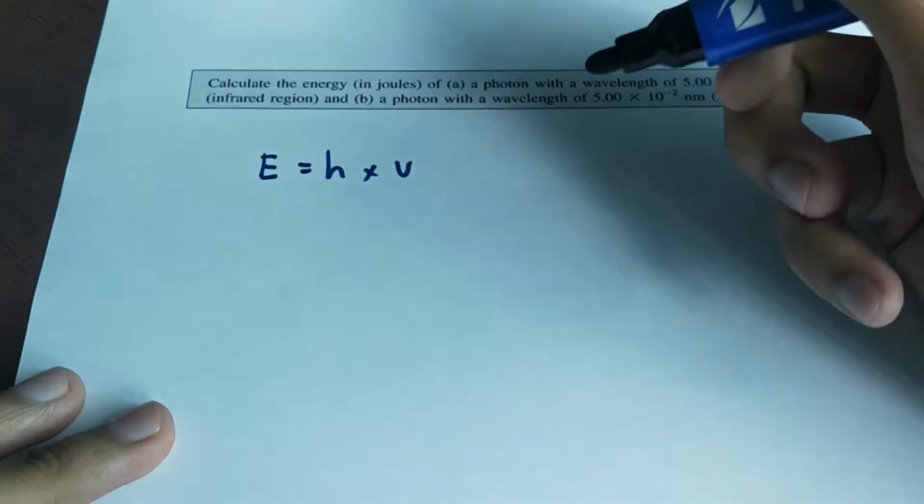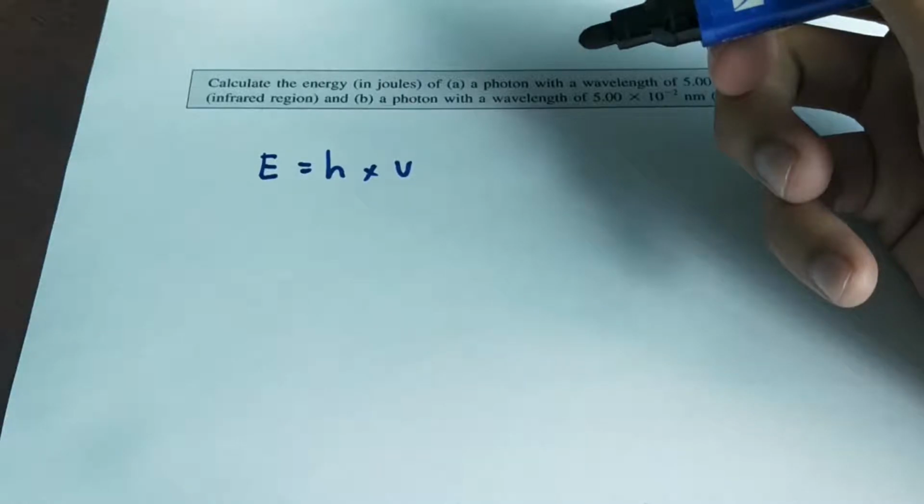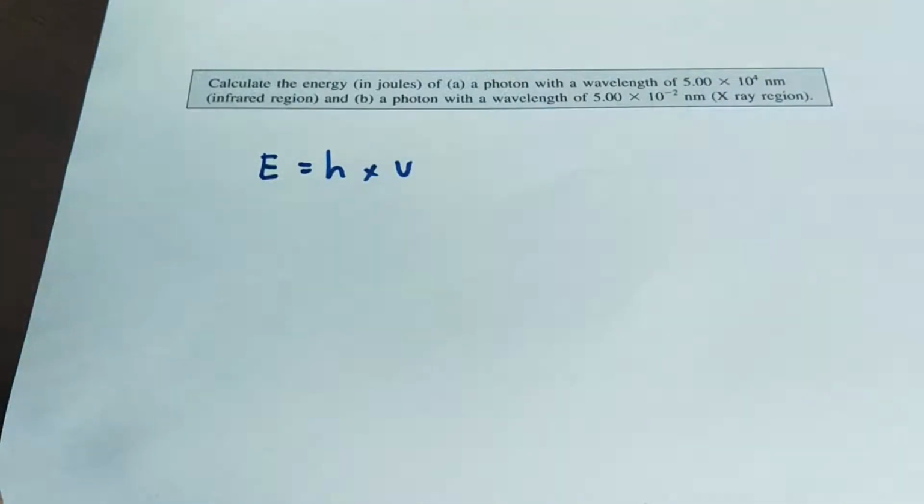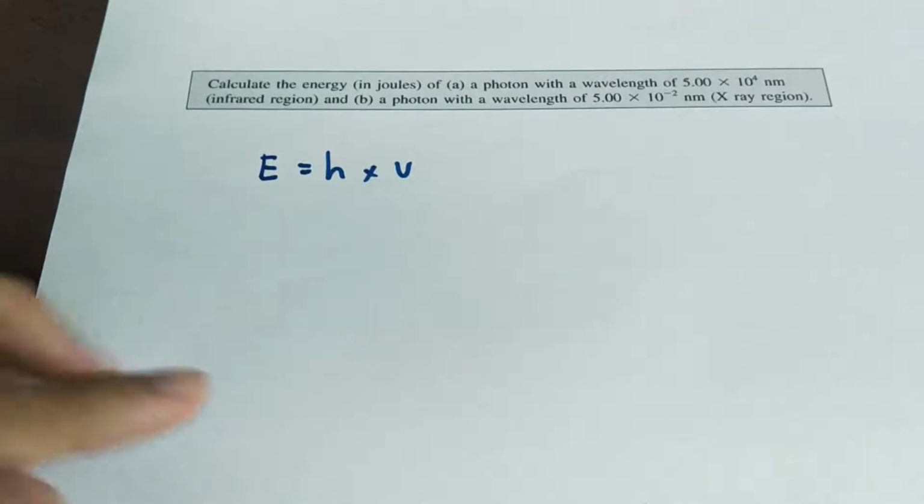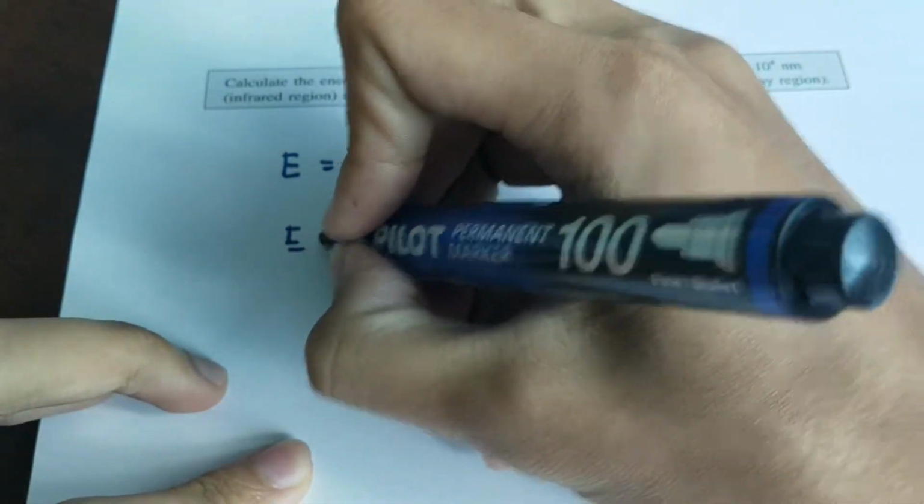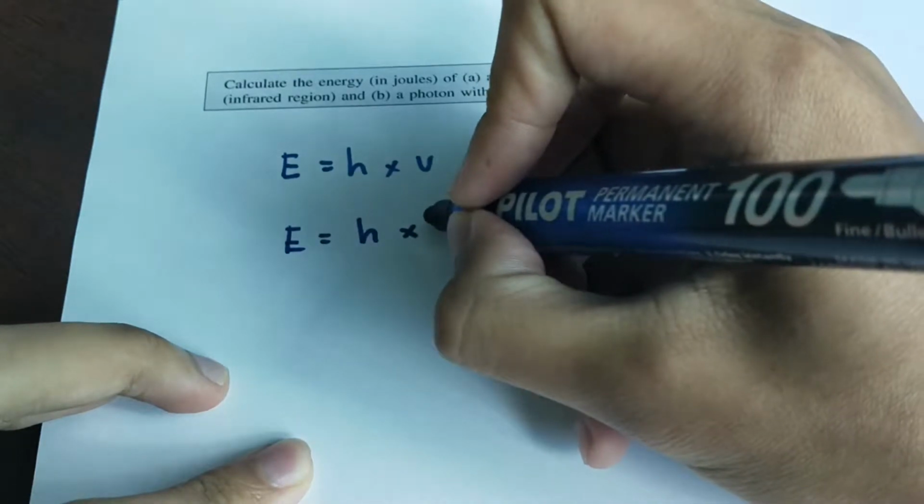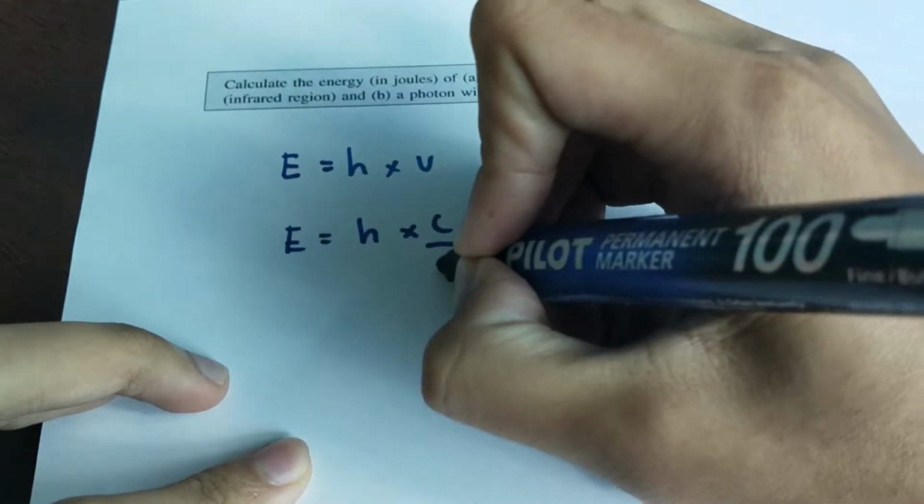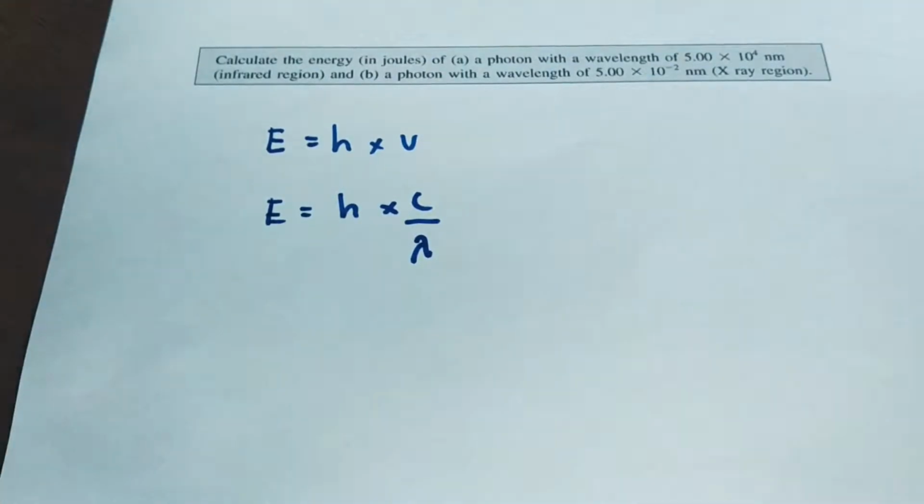So we will use the formula of Planck's quantum theory, which is E equals h times v. As we know, h is Planck's constant, which is 6.63 times 10 to the power of negative 34 joule second. v is the frequency. We can change it to another formula, which is hc over lambda, where c is the speed of light and lambda is the wavelength.